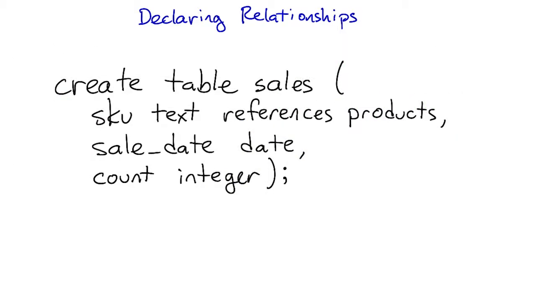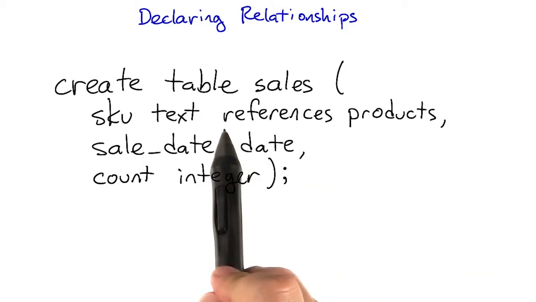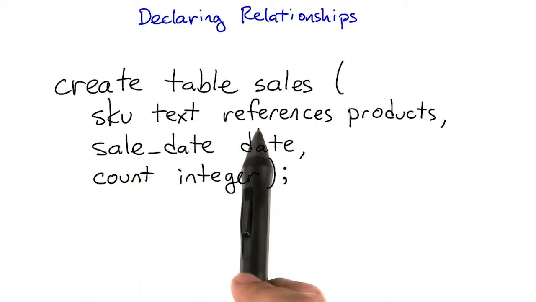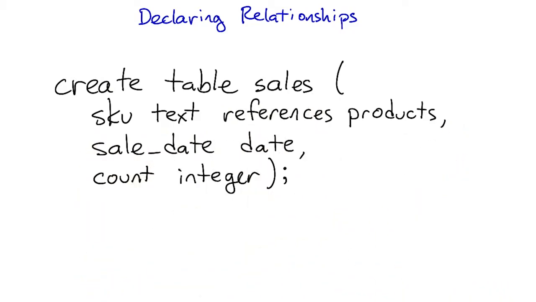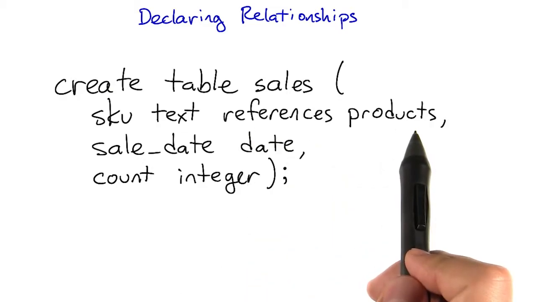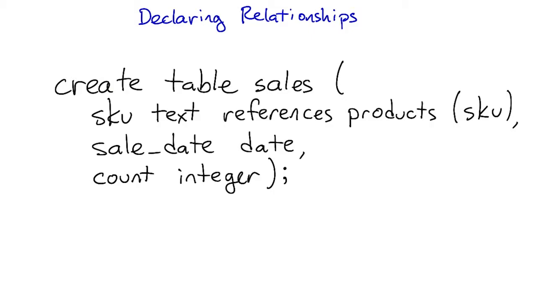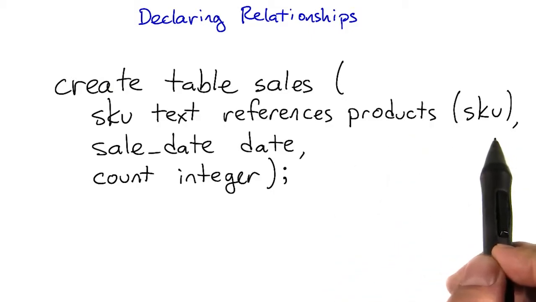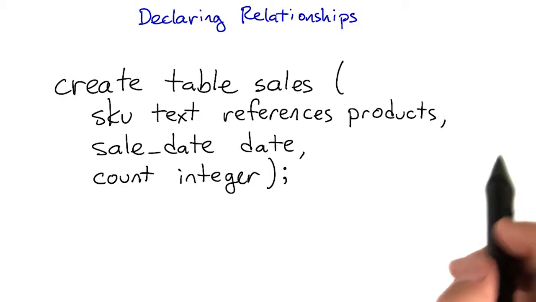When we create a table, we can tell the database that a particular column should only have values that refer to the key of another table. To do this, we use the references keyword. Create table sales, SKU text references products. If the name of the column is the same in both tables, then we can just use the name of the table over here. Otherwise, we would use the name of the table followed by the column in parentheses. In this case, this is actually unnecessary, so we don't need to use it.